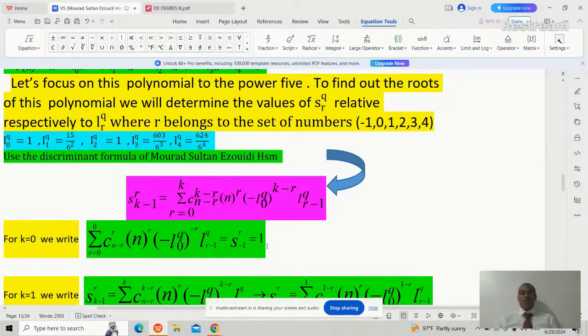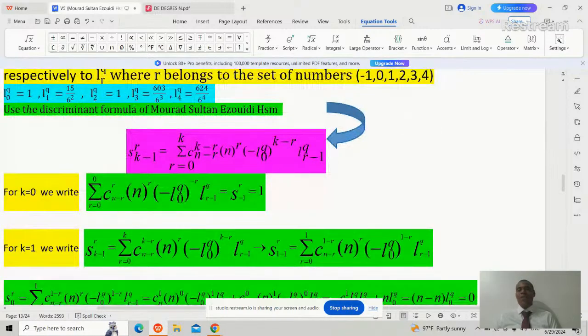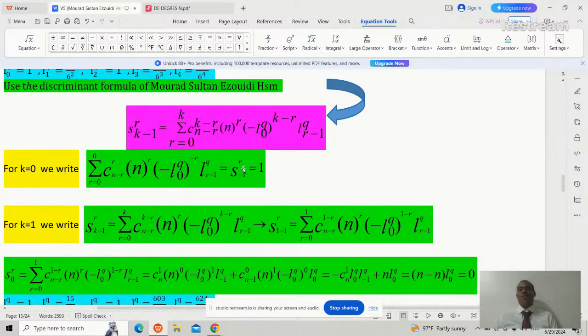Okay, now learners, it's clear for you that I will continue finding the value of SR minus 1 or SK minus 1 of order R. Now I will go down to find, let's say, S minus 1. Learners, it's clear that you just put K equals 0 in this formula of Mr. Mourad Sultan Ezouidi. You will get S minus 1 of order R by convention, it's equal to 1.